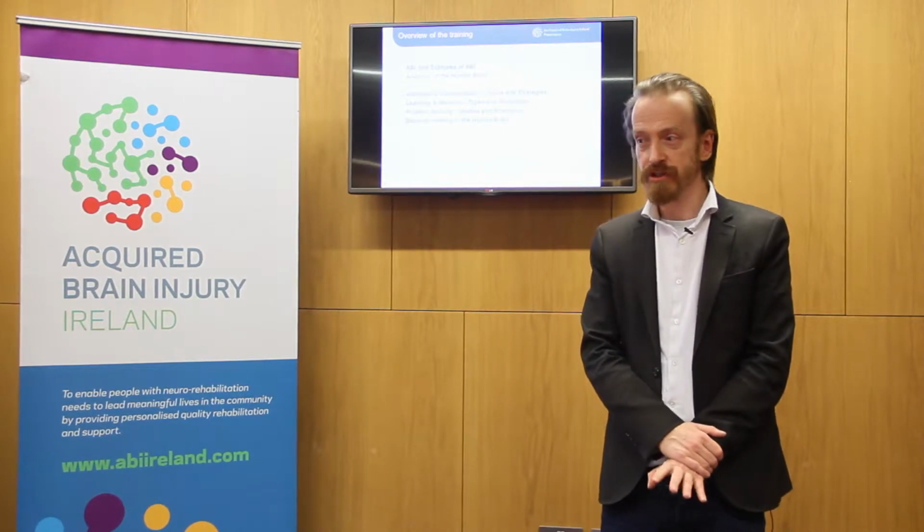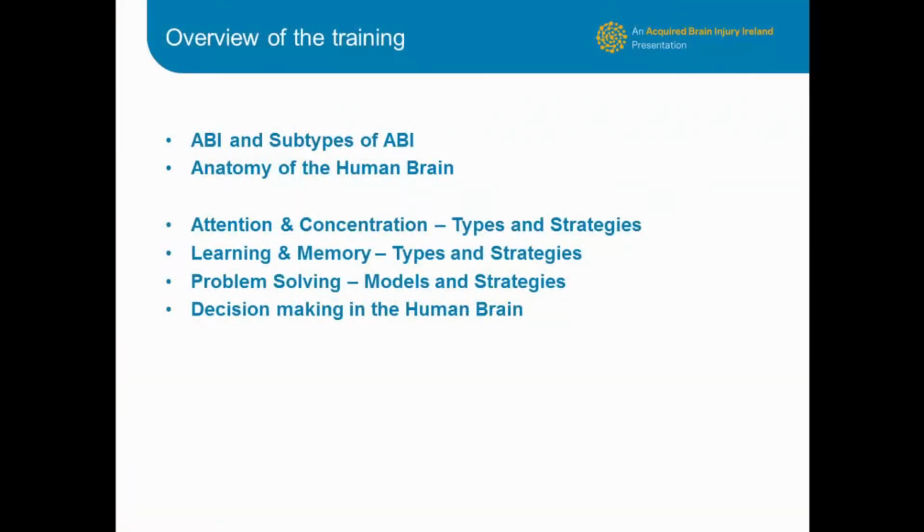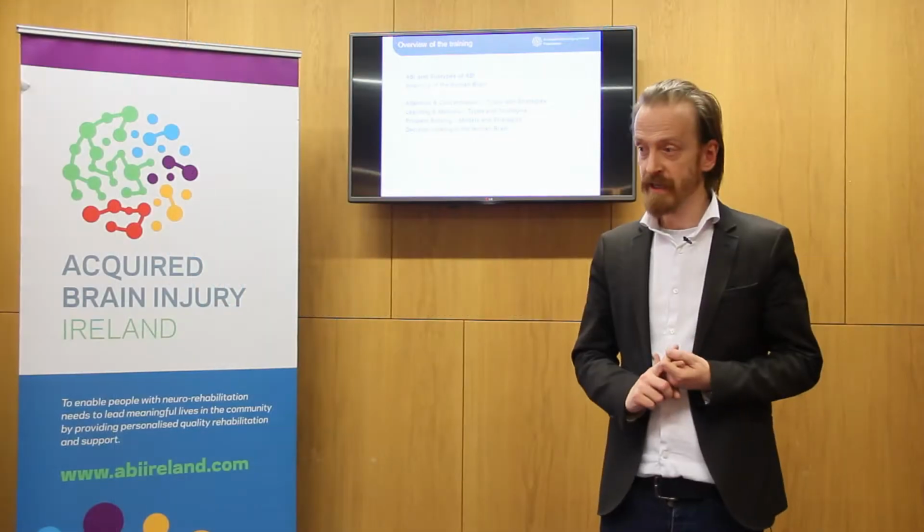So initially we're going to just look at brain injury and then there's different subtypes of brain injury that we would work with. A little piece on anatomy of the human brain, and then the cognitive areas we're going to cover will be attention and concentration, learning and memory, problem solving, and decision making as well.